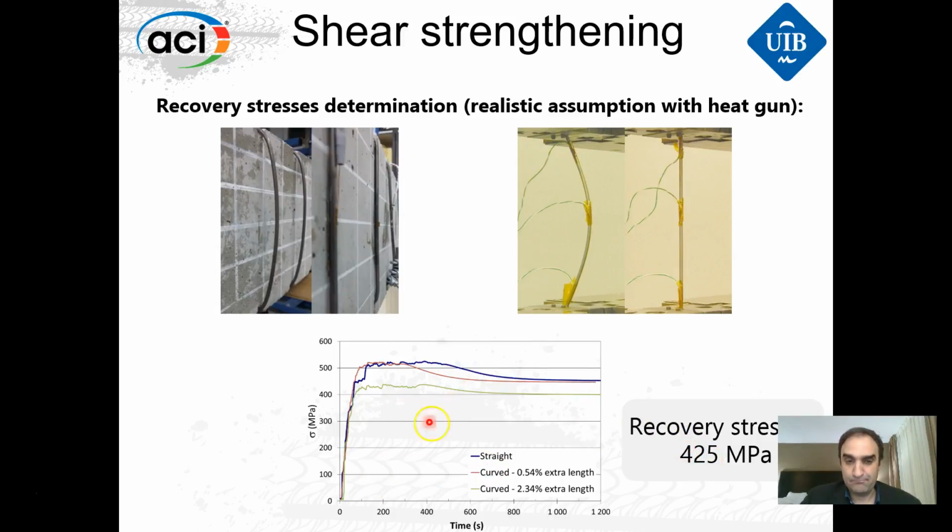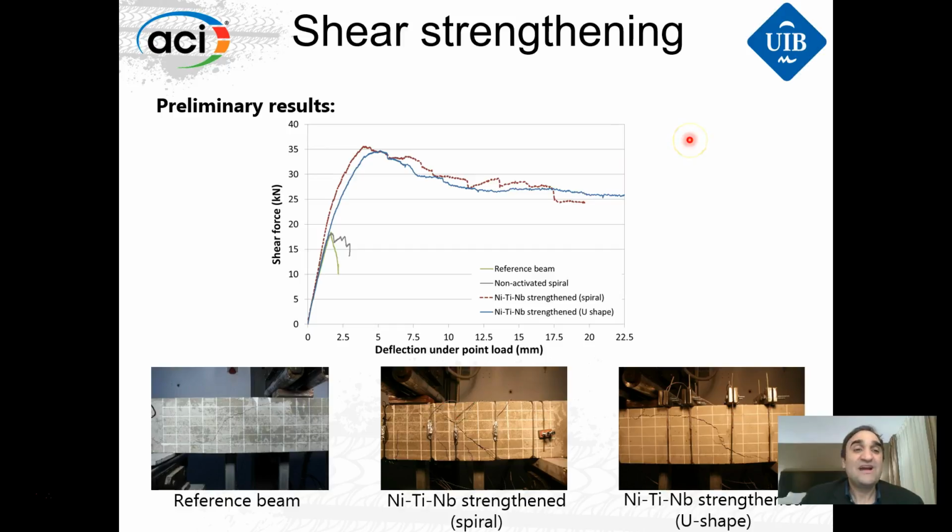We have tested more curves that go here until zero, until only the strain is recovered, but not generating recovery stresses. And here you have the preliminary results with our beams. Here you have the results of 4 beams. We have tested already around 20 beams, like these ones.